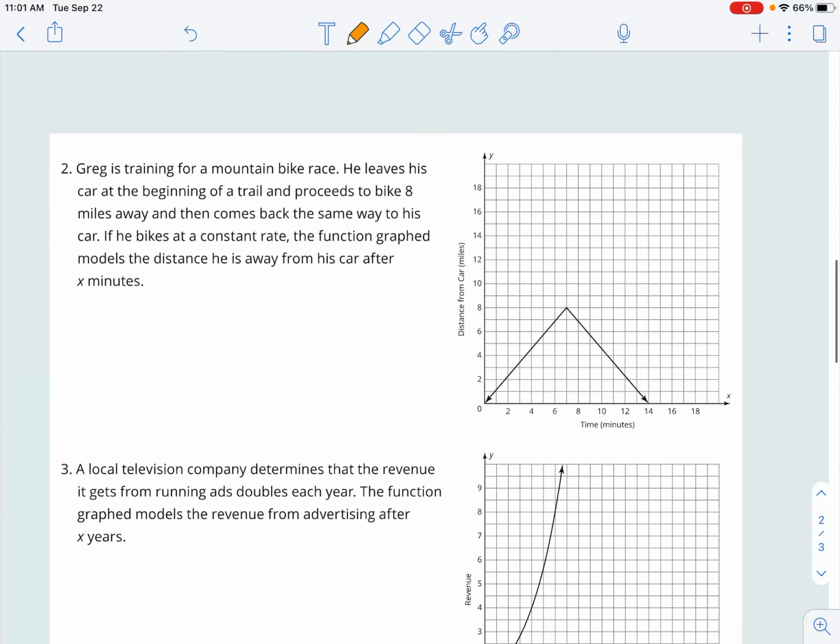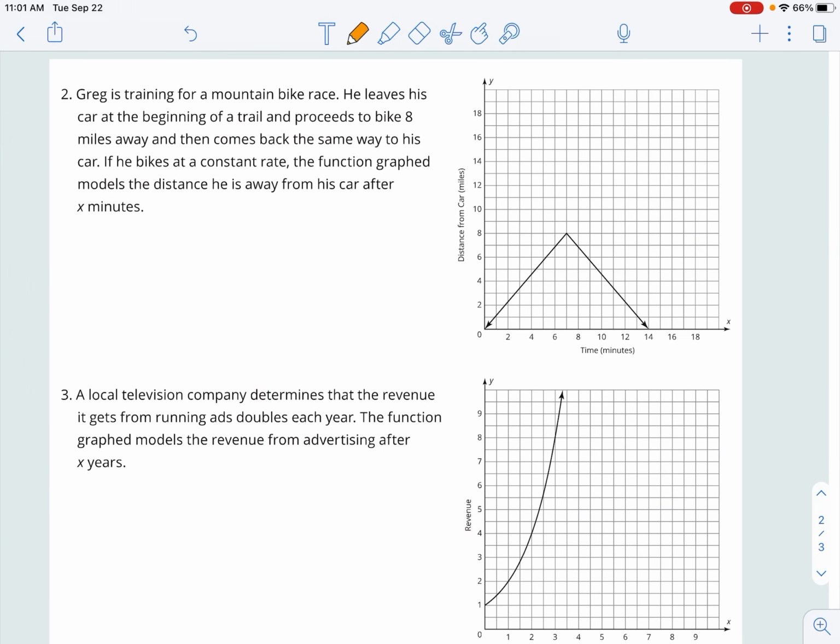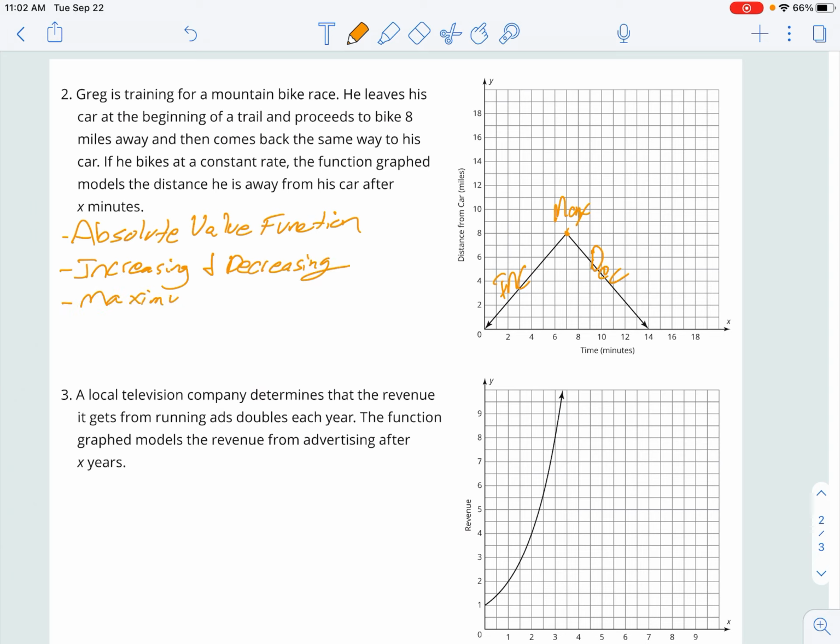Number 2, practice 1 through 4, so number 2. First thing that jumps out is V. It's a V-shaped graph, so that is the absolute value function. Second thing is, in this absolute value, we have increasing. We turn at the max, and then we start to decrease. So we are increasing and decreasing, and we have a maximum.